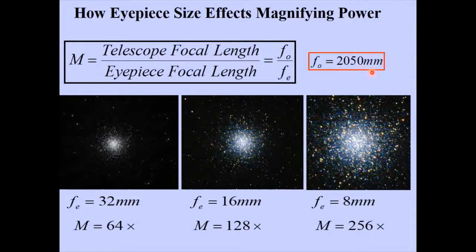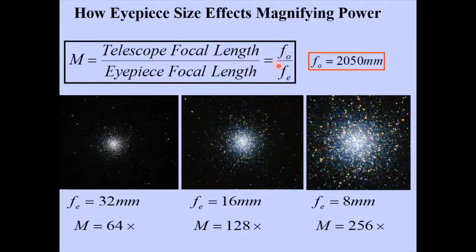I'll show you pictures of my telescope later, but I have a short step ladder that I have to stand on in order to look through the telescope in some positions because it's taller than I am. So that's going to be our number on the top. Now, suppose we start by looking at this star cluster with an eyepiece that has a focal length of 32 millimeters. To figure out the magnification, we take this number, 2050, and divide it by this number, 32.